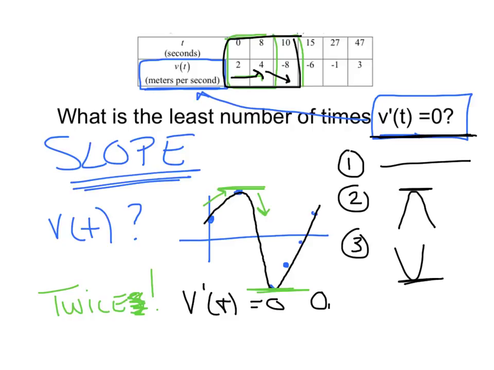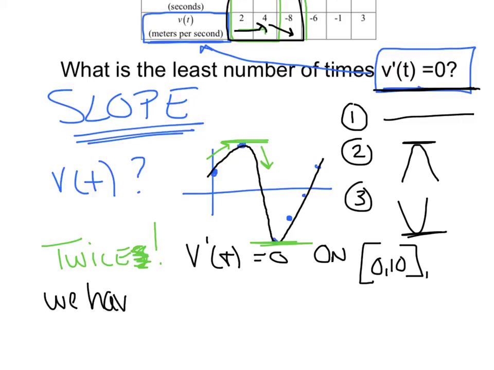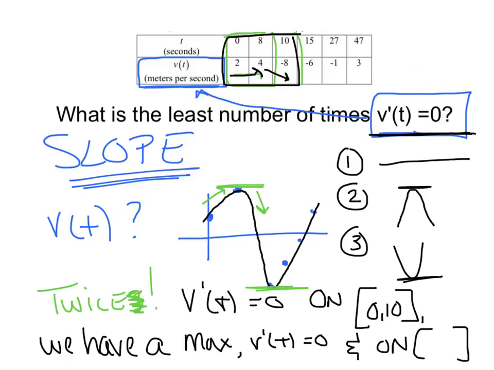And I'm going to say on the interval 0 to 10, okay, on the interval 0 to 10, we have a max, which implies v prime of t has to equal 0. And on the interval, okay, so let's go back. When do I have a min? Bracket in a section that clearly shows you have a min.